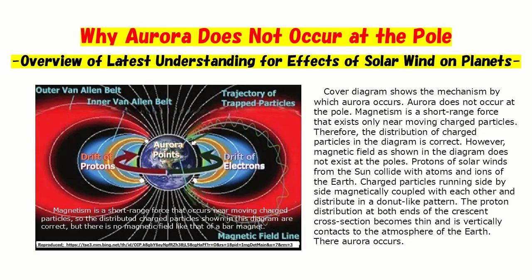Why aurora does not occur at the pole. Overview of latest understanding for effects of solar wind on planets. The cover diagram shows the mechanism by which aurora occurs. Aurora does not occur at the pole.